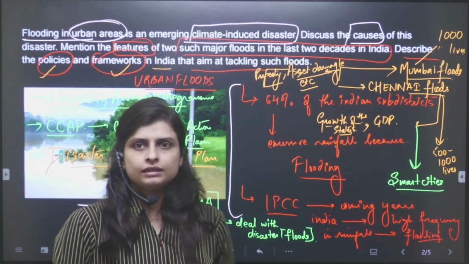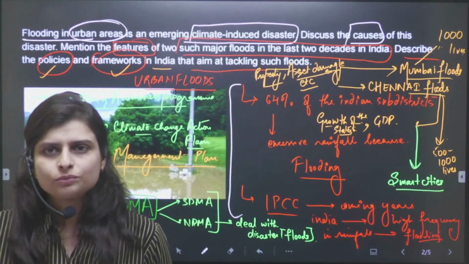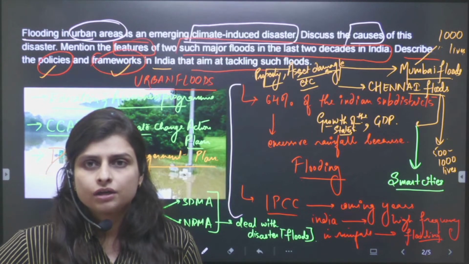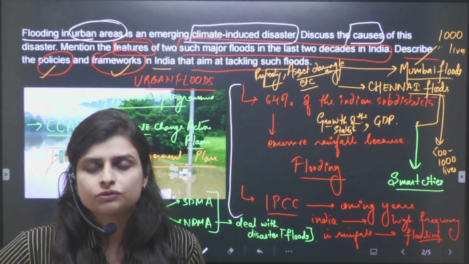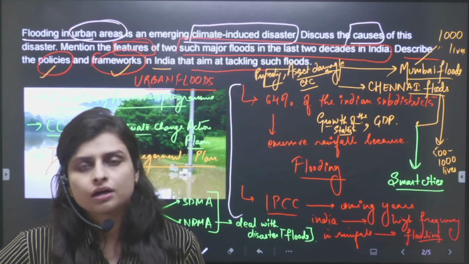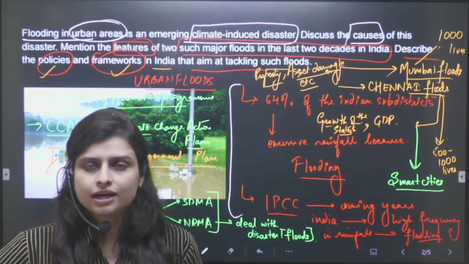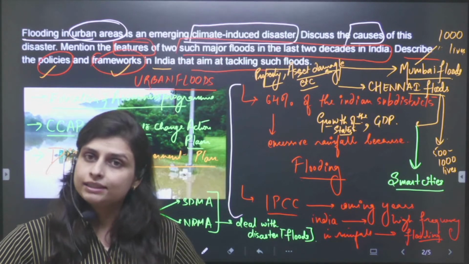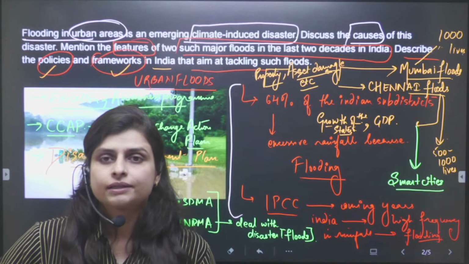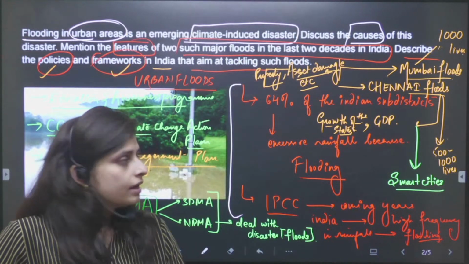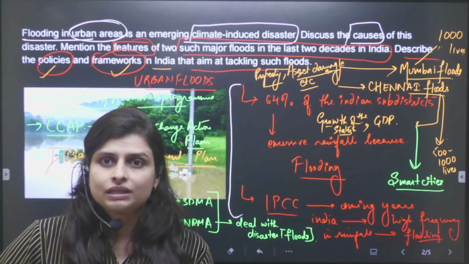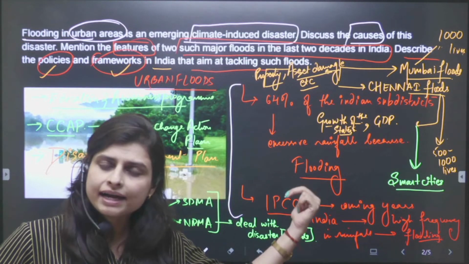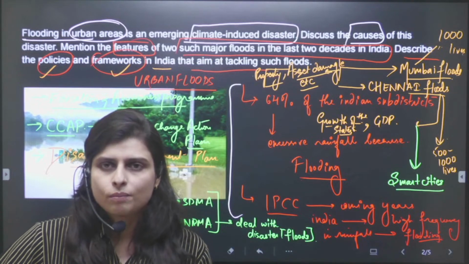Now, this is how the question has to be attempted. That means first you had to talk about floods. There we have given all the facts and figures which speak volumes about the disaster management plan of the country. Then we had to talk about what is eventually leading to the causes of the flood disaster. Then we had to talk about whether there have been any incidents in the last 2 decades, and if they have, then we have to talk about them. I told you about the Chennai and Mumbai floods.